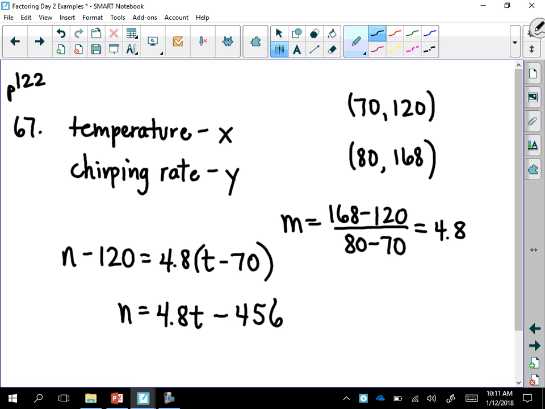The y-intercept in this problem really doesn't have a whole lot of significance, mostly because if we're at a temperature of 0 degrees Fahrenheit, there's really not going to be much of a chirping rate because they're all dead. Any other questions on this homework? Everybody good?